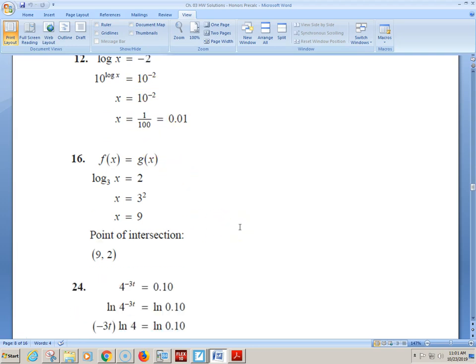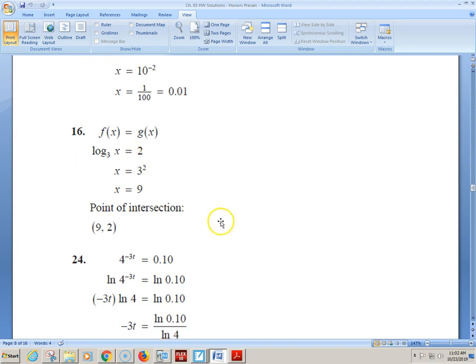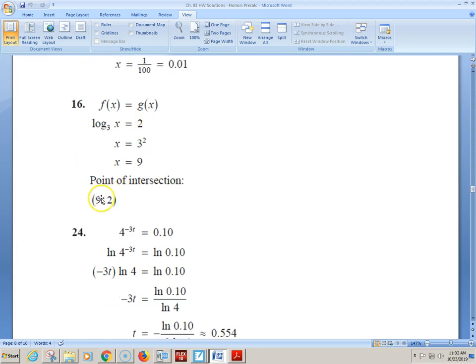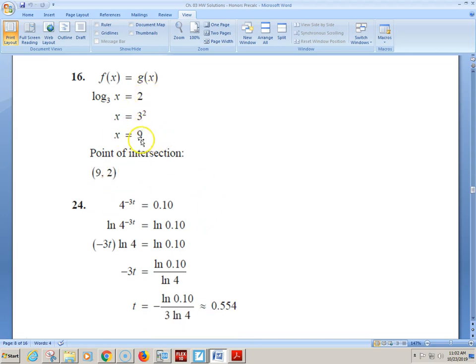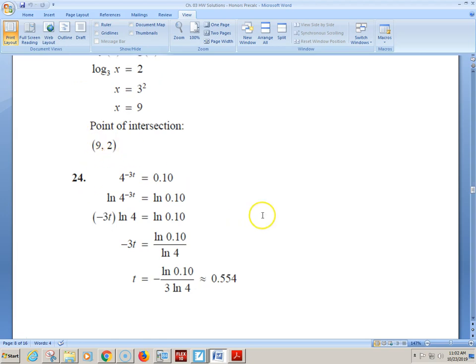Number 16, the point of intersection, you would have set them equal to each other. And how did you guys go from here to here? Can you tell in your notes? Did you do the snail? Did you do the rewriting? Or did you do 3 to the power of? Good, good. I like the 3 to the power of because you're understanding how to undo a log. But the snail works too. Anyway, x is 9, so the point of intersection is 9, 2, using that y they gave us.